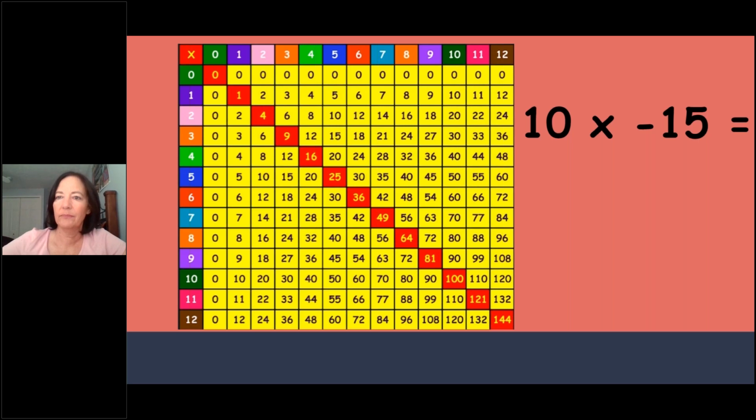Negative 150. You're awesome. So Tashana, I just want to verify, anything multiplied by 10, you just add a 0 to the factor that you're multiplying by. Did you know that one? Yeah.